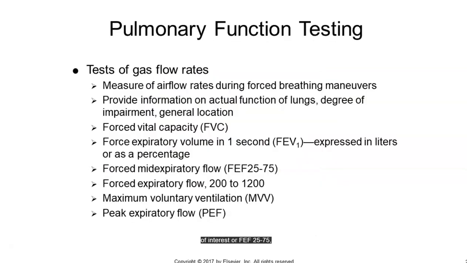Other tests of interest are FEF 25-75, which gives us an idea of the integrity of the medium to small airways, and FEF 200 to 1200, which looks at large airways. MVV, or maximal voluntary ventilation, tells us about respiratory muscle strength, and PEF, or peak expiratory flow, we often use to evaluate treatment response in asthmatics.